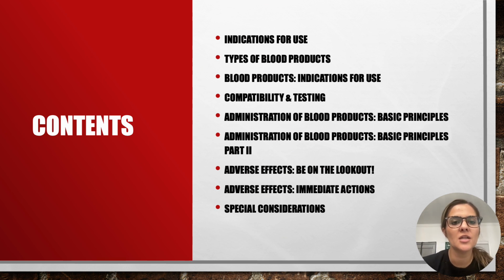So here you have the content. It will cover indications for use, the types of blood products we'll be using, and why we use each of those blood products. And of course, compatibility and testing is super important, but what do we do when we don't have the time to do that? We'll go over that as well. Then administration of blood products and some basic principles, a two-part slide, and adverse effects: what to be on the lookout for and how to act immediately and appropriately for your patient. Then we'll go over some special considerations, special populations, and things to keep in mind.